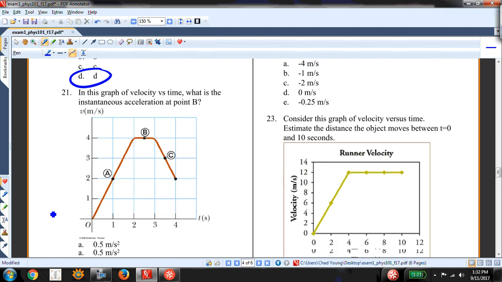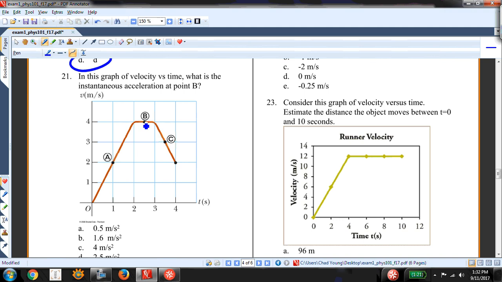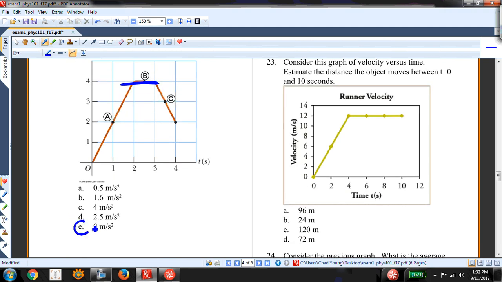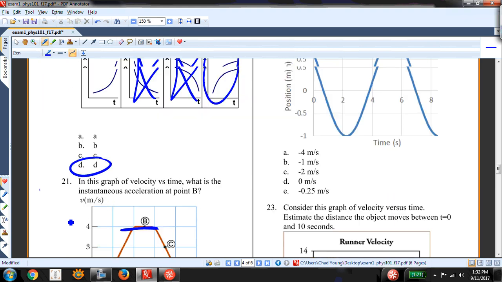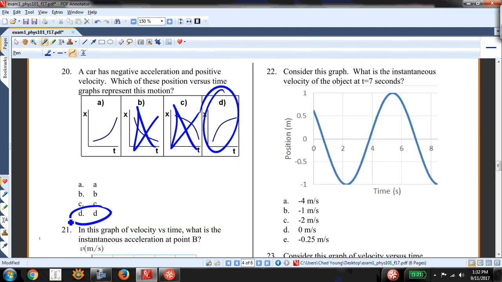What is the instantaneous acceleration at point B? Well, I want to know the slope at point B, and so that's equal to 0. No, nothing more on that one. 22. What is the instantaneous velocity at t equals 7 seconds? T equals 7 seconds is right here. So find my slope there. It's going to be 2 over 1, or negative 2 meters per second. Number 22 is B.